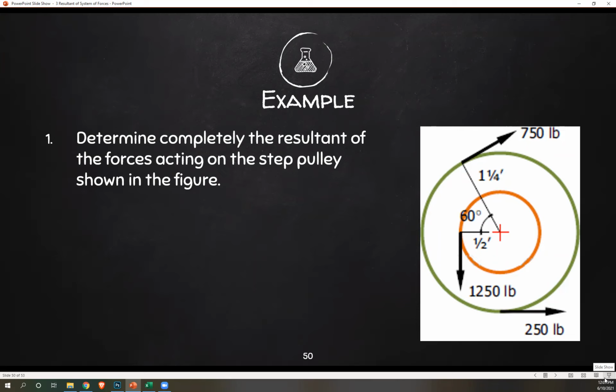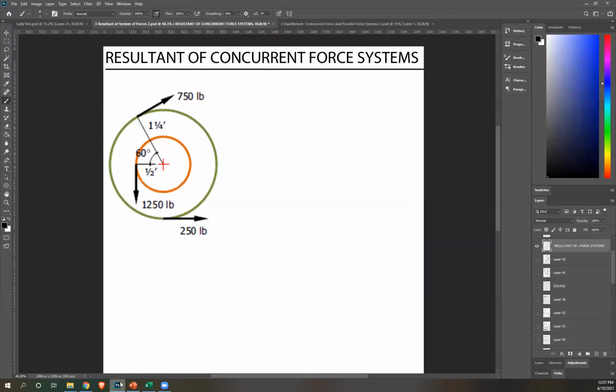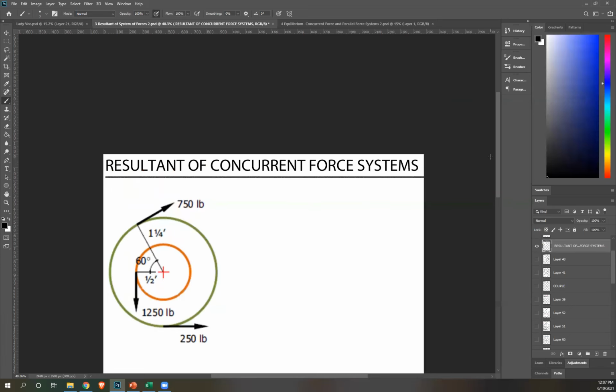Number 1, determine completely the resultant of the forces acting on the step pulley shown in the figure. So you have this step pulley here, we have this 750-pound force, 1250 and 250 pounds. So let's solve. When we say determine completely, that's taking the resultant R, its inclination, and its position. So we're looking for 3 things when we're determining completely the resultant of a non-concurrent force system.